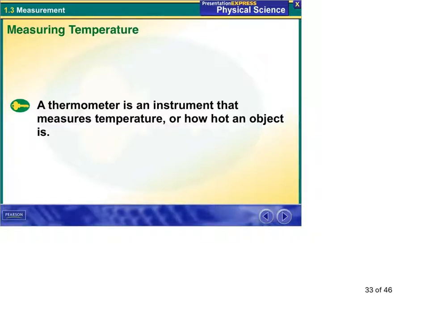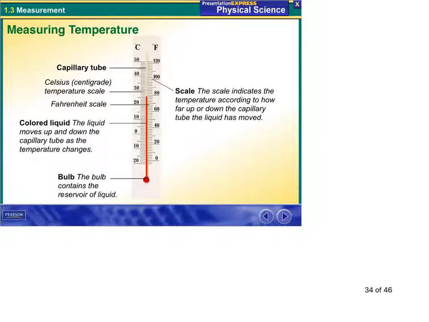Measuring temperature. So I got a thermometer. Temperature measures how hot or how cold a substance is. Not a great definition for temperature. So when we cover a unit on heat, we'll give you a little better definition for temperature.